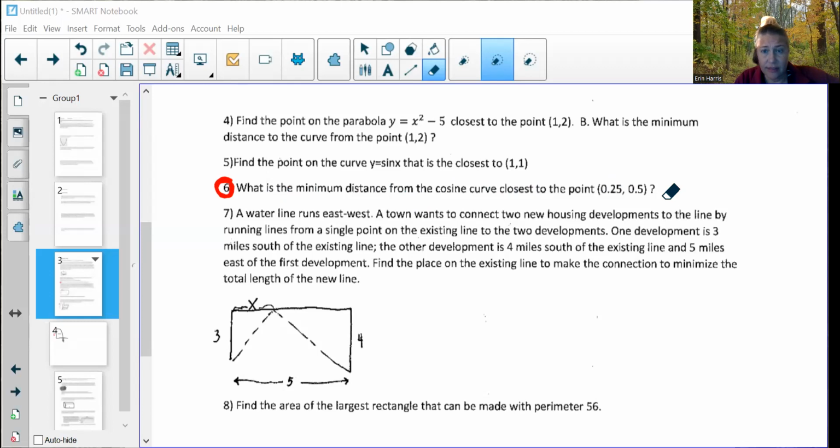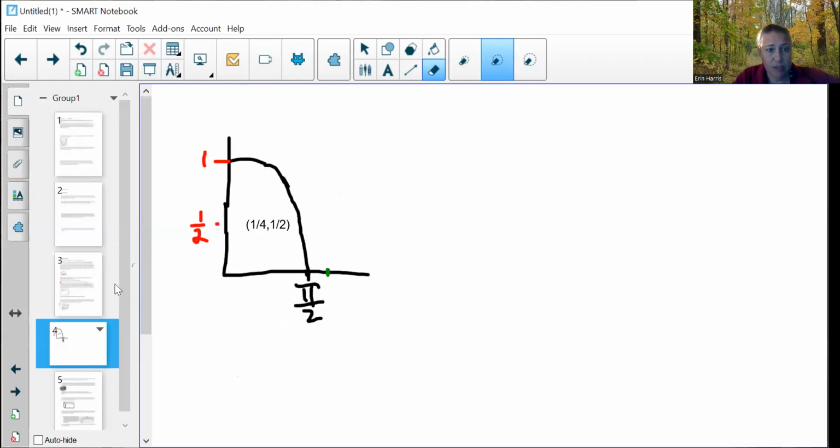Once you get good at these, you'll realize that you really don't have to draw a picture. There's a clear procedure, and as you do more of these, you're going to start realizing they all look exactly the same. But anyway, here's my picture of the first part of the cosine curve, where I start at 1 and I go to, oh, I erased my little dot. So halfway up, right? So over a quarter, up a half. Okay, so there's the point in question.